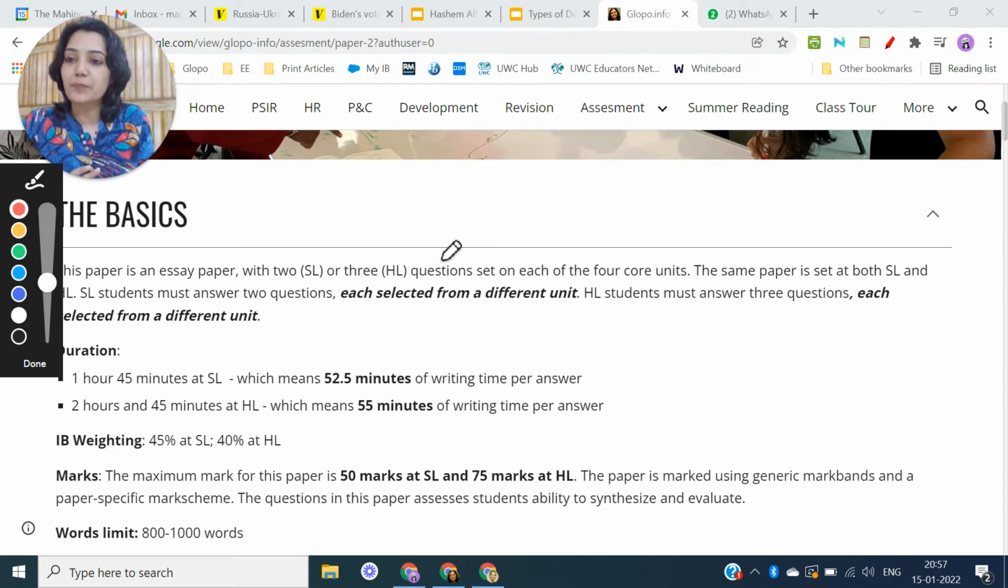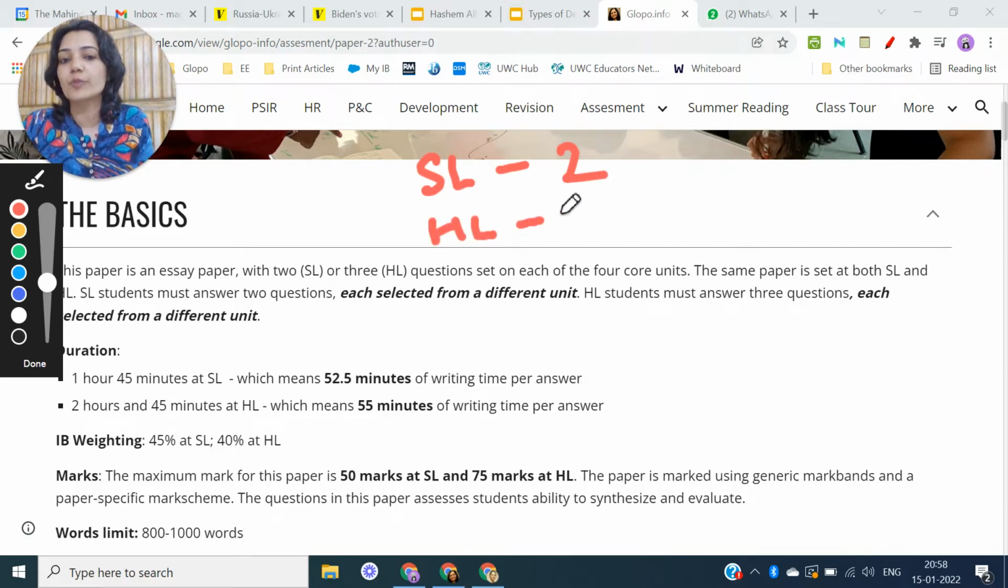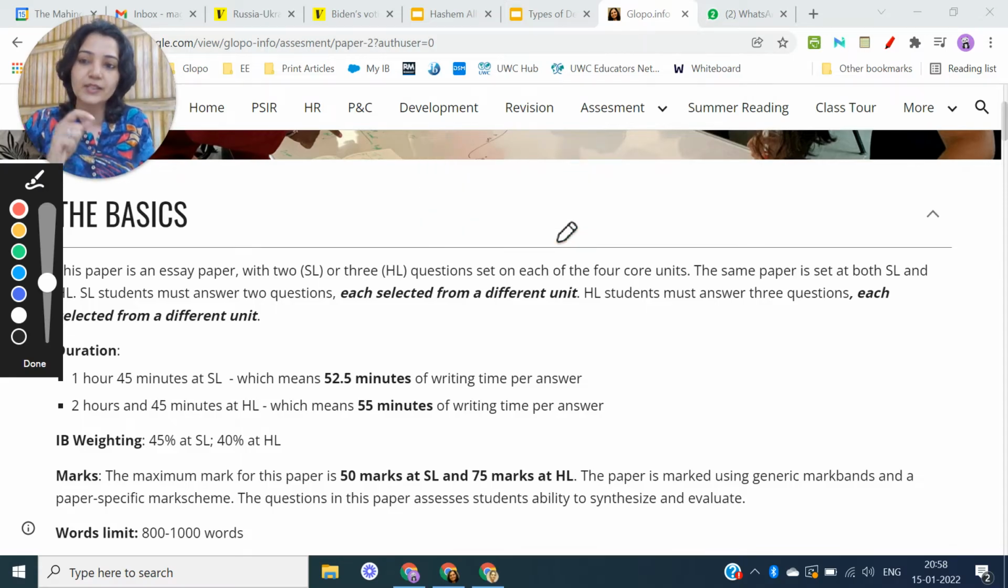Okay. Then the third point. What is the third point over here? The third point is that SL students would be writing 2 answers, HL students would be writing 3 answers. This is also clear, that the SL students would be writing 2 answers, and the HL students would be writing 3 answers. Would they get the same paper, SL or HL? Yes, both will get the same paper, right? So how many questions would there be? There would be a total of 8 questions.